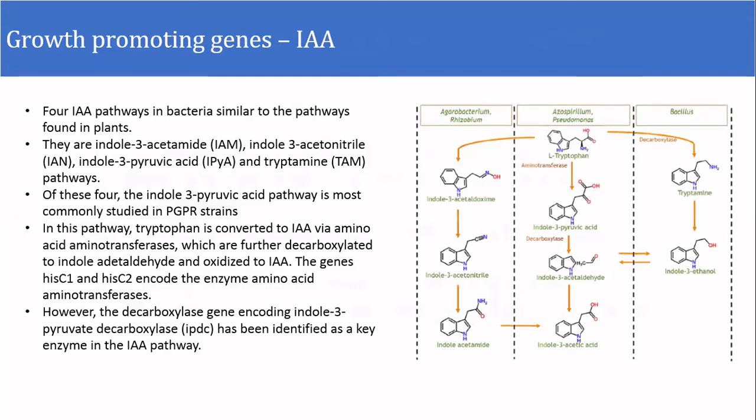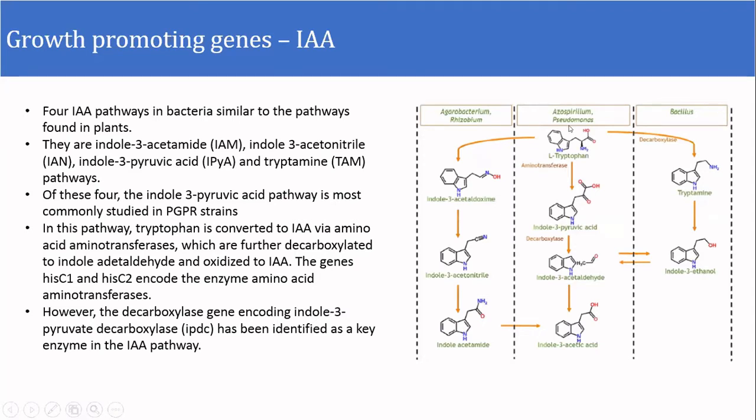Now, as I told you, we have different mechanisms, and here, among the growth promoting genes, the most studied is indole acetic acid, that is IAA. Similar to plants, bacteria also have pathways for synthesis of this plant hormone. Bacteria such as Azospirillum and Pseudomonas have specific genes like aminotransferase as well as decarboxylase, and these genes can facilitate the higher production of indole 3 acetic acid.